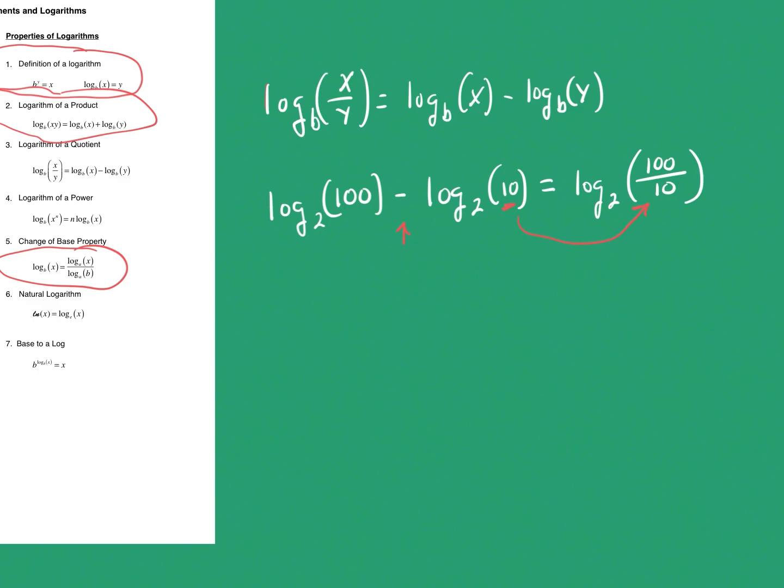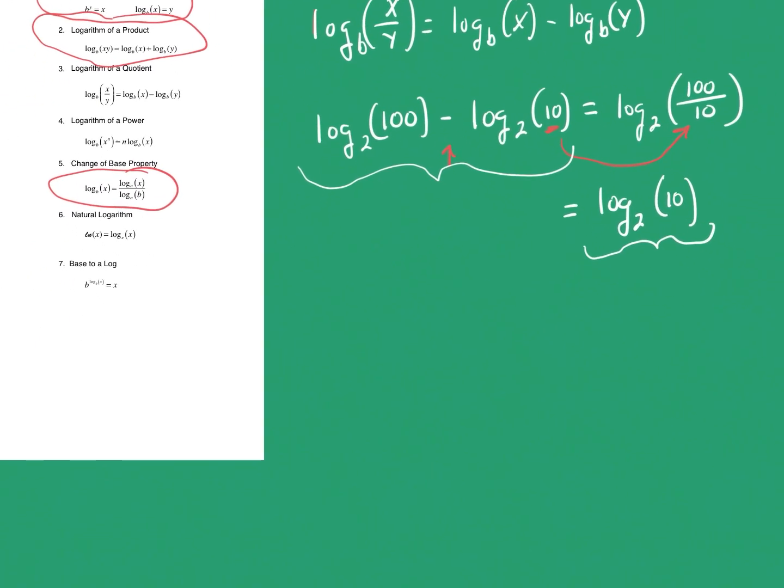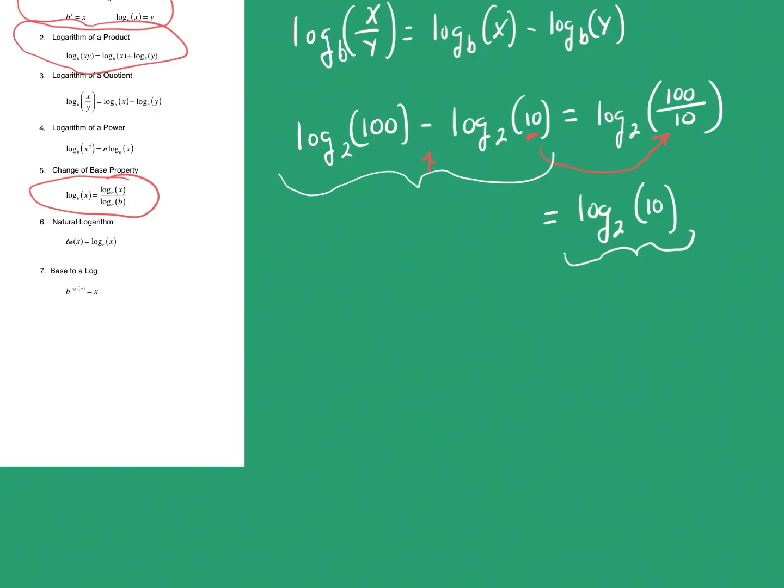And then I could even simplify that further. That would equal log 2, 100 divided by 10 is just 10. So I have this fairly long 2 terms here, which I can really nicely simplify into this term. So again, these properties are really powerful. Okay, just a couple more and then we'll jump into the homework.